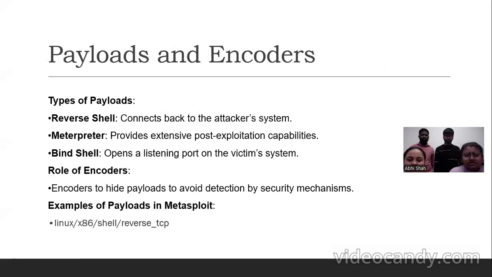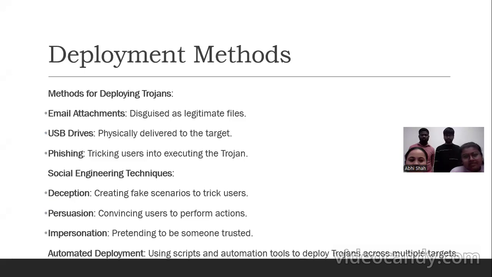Payloads and encoders. The types of payloads are reverse shell, Meterpreter, and bind shell. Reverse shell connects back to the attacker system. Meterpreter provides post-exploitation capabilities, and bind shell opens a listening port on the victim system. The role of encoders is to hide payloads to avoid detection by security mechanisms. An example of payloads in Metasploit is Linux shell, which is used with reverse TCP.